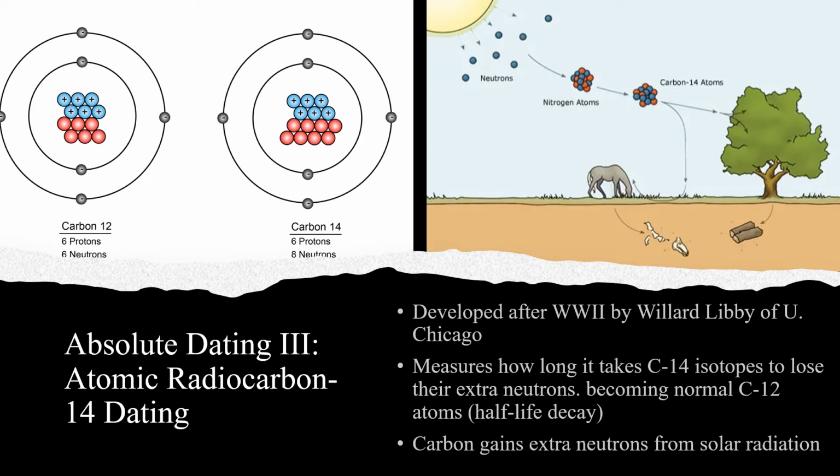The third absolute dating method we'll discuss in this course is atomic radiocarbon-14 dating. Carbon-14 dating was developed after the Second World War by Willard Libby of the University of Chicago. Carbon-14 dating works by measuring how long it takes for carbon-14 isotopes to lose their extra neutrons to become regular carbon-12, as you can see in the atomic model on the left-hand side of this slide. Carbon atoms gain extra neutrons from solar radiation.